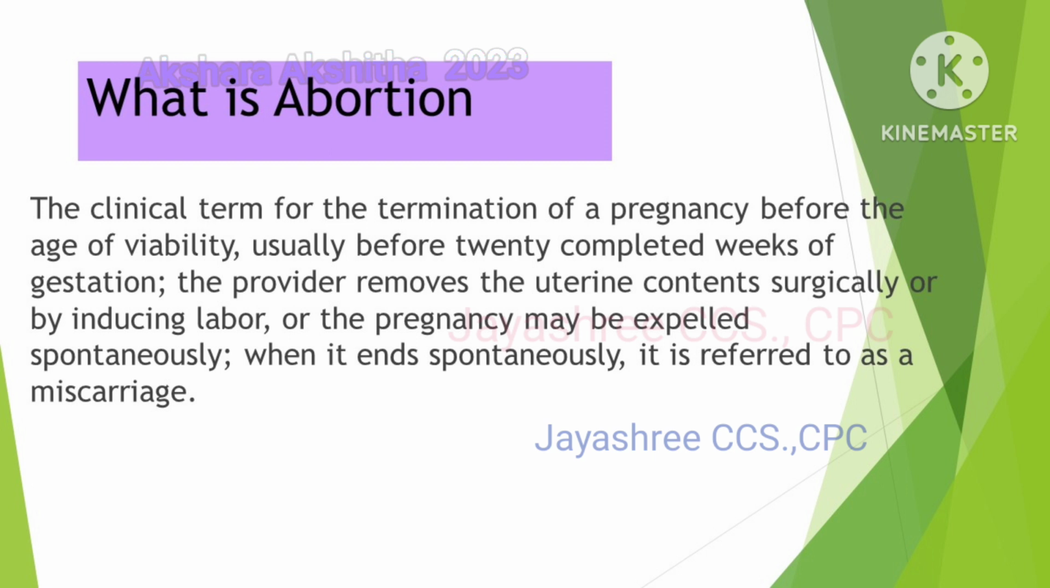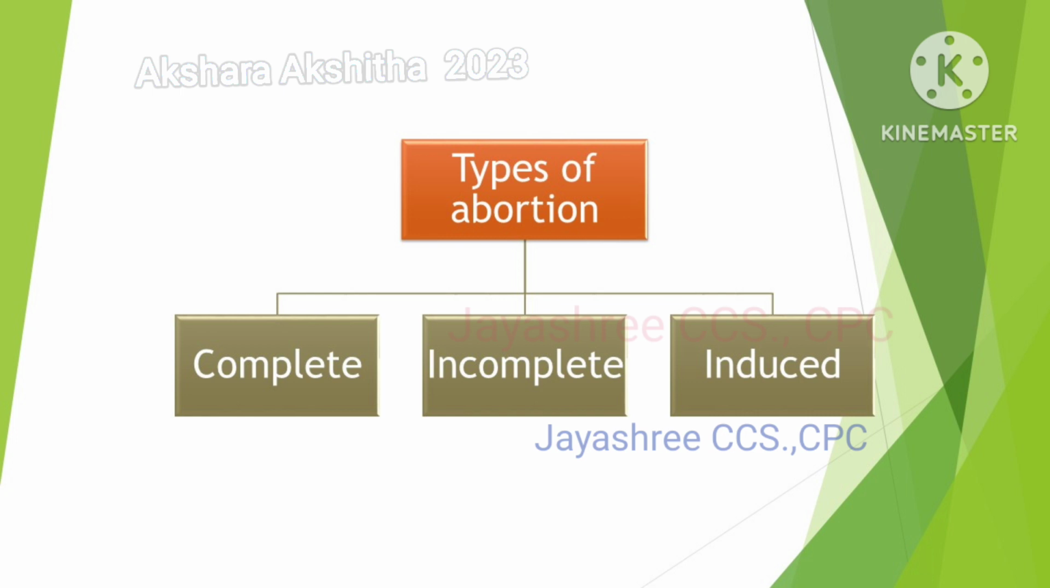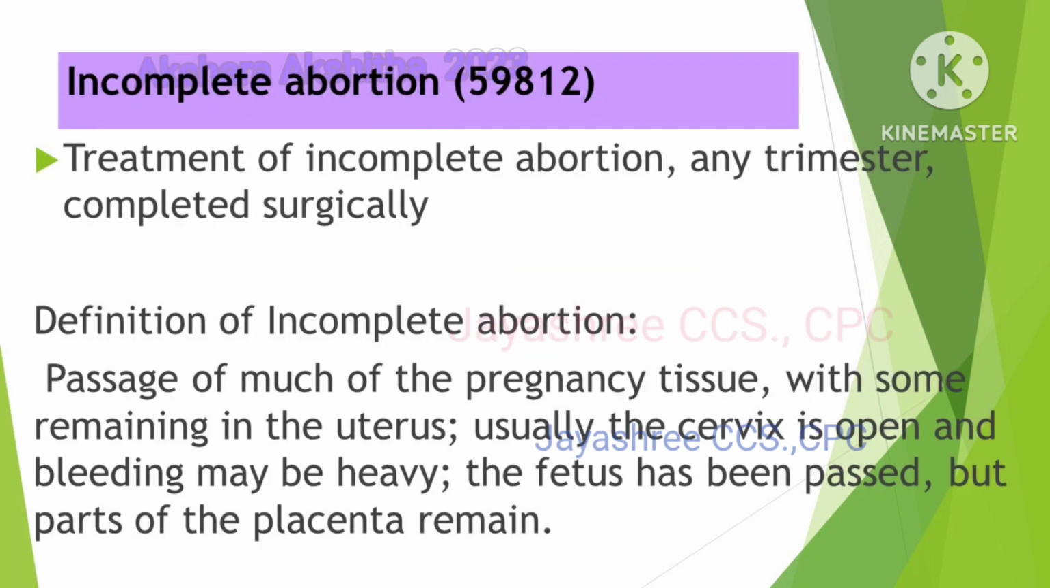In abortion, we have three types of CPT codes: complete abortion, incomplete abortion, and induced abortion. The incomplete abortion CPT code is 59812. The description of 59812 is treatment of incomplete abortion, any trimester. That means whatever the trimester, there is no problem. For any trimester, there is only one CPT code for incomplete abortion.